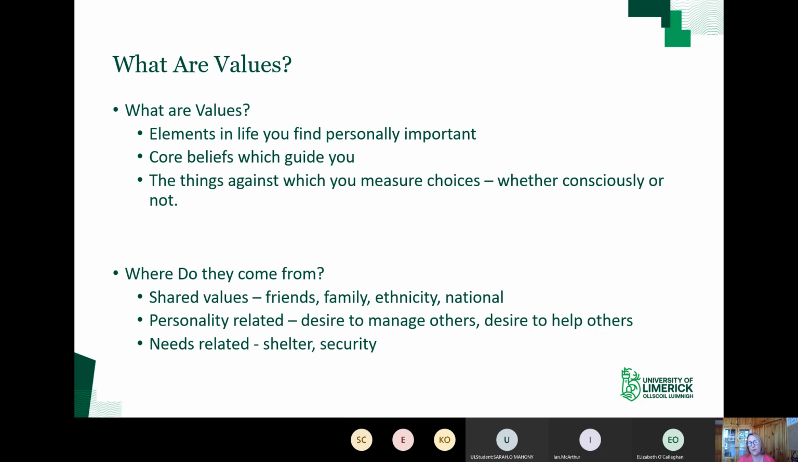In terms of where they come from, initially values are often shared. We're learning them through our family, through our parents, and the methods in terms of our child rearing or being raised. Also through our cultural heritage, our ethnicity, where we come from, local community, nationally. So they tend to be very shared and intrinsic to us because we've grown up with them.